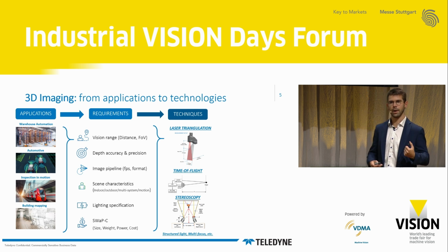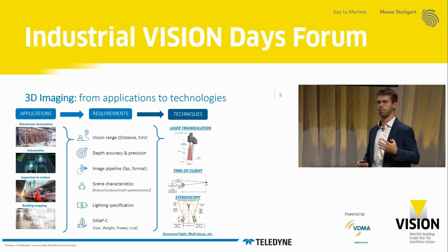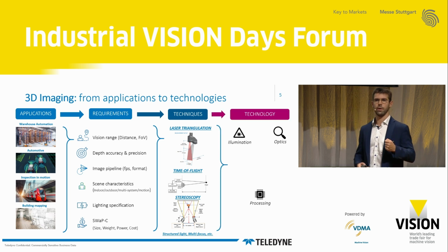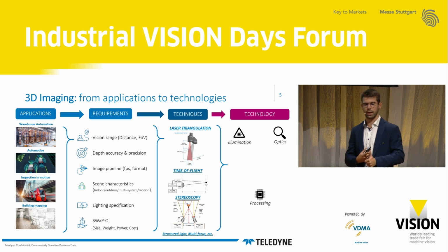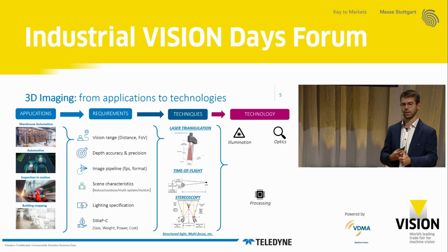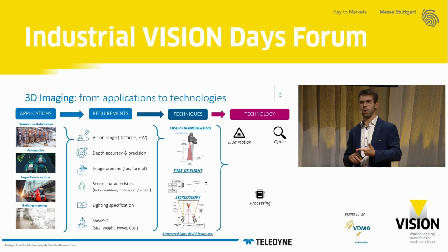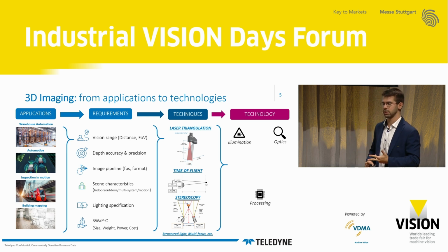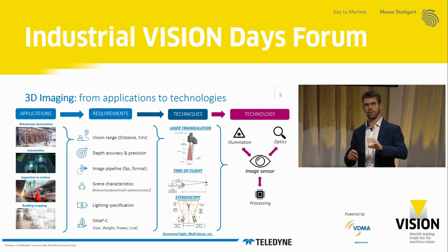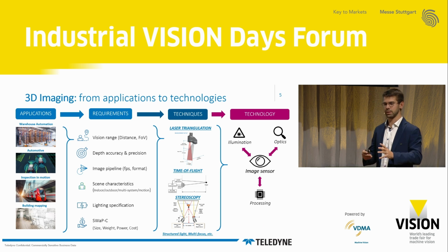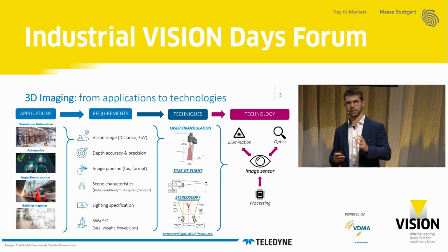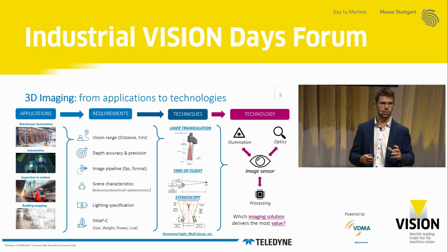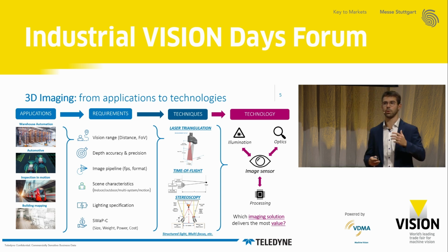But in the end, every technique is based on 4 main technologies. So the first one is the illumination system when it's an active technique. Also the optic. There's also the processing subsystem. And everything is centered around the image sensor. So now the question is, which imaging solution is going to deliver the most value?